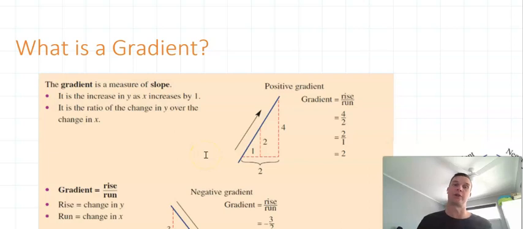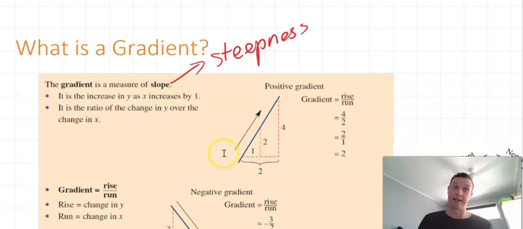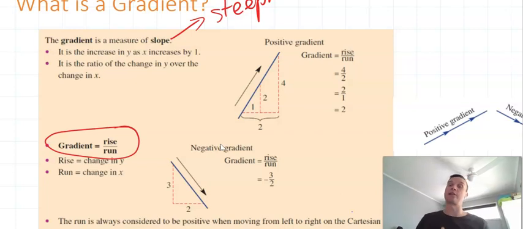So the definition of a gradient is the measure of a slope or the steepness. Okay, so it's a measure of the steepness of a line, or the slope. And we do that by calculating using a particular rule, and we use this rule here. So gradient equals rise divided by run. It's important that you copy that down.